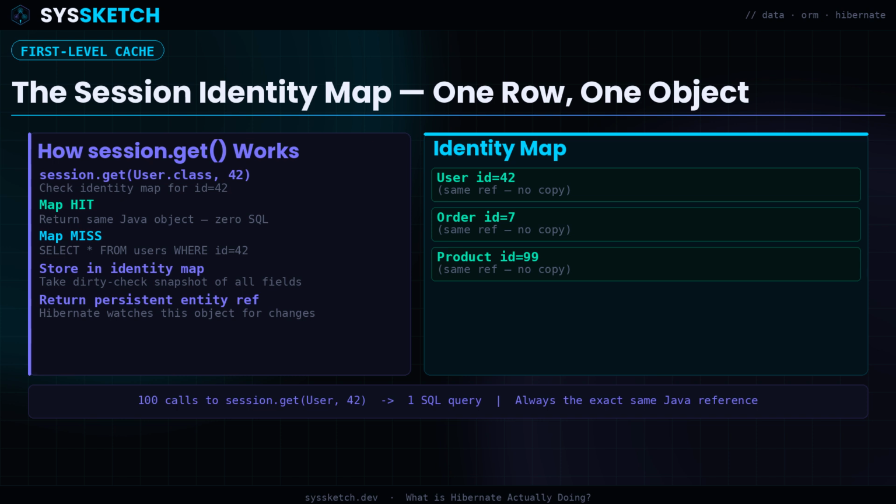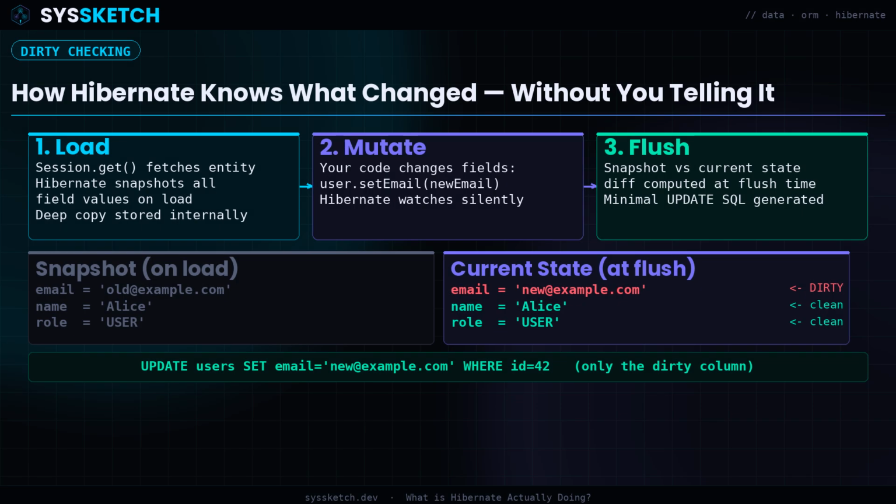The cache is not a performance optimization bolted on, it's a structural contract. It means you can load the same entity 100 times and only pay for one database round trip. It also means mutations are tracked automatically. If you change a field on that object, Hibernate knows, because it's still watching the same reference it gave you earlier. Now, how does Hibernate know what changed?